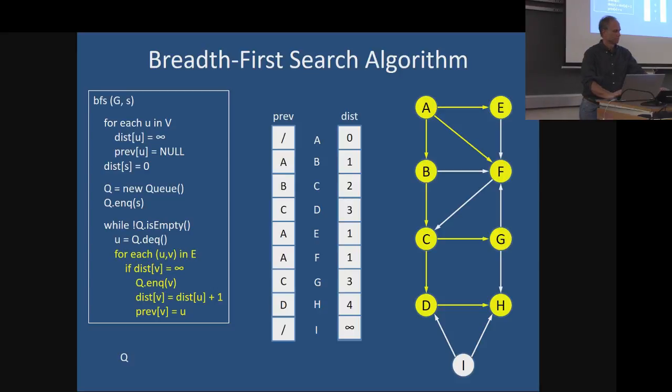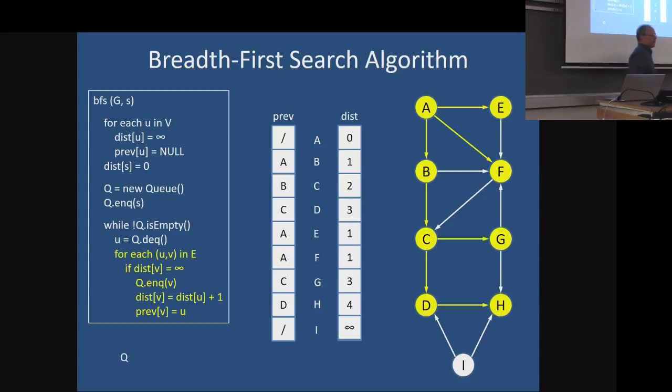Just real quick, this is for only DAGs right now in this situation, right? This works on directed, undirected, cyclic, acyclic. In fact, this isn't a DAG. Notice there's a cycle here. CGF is a cycle.